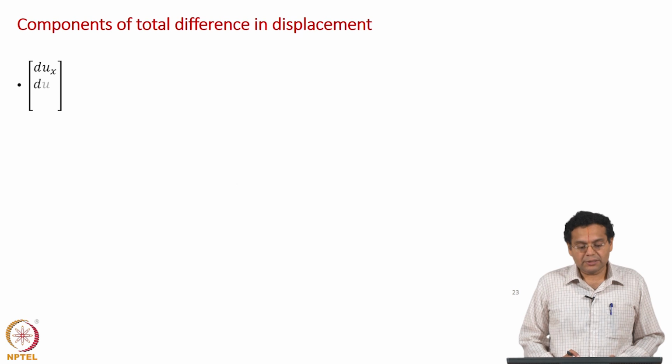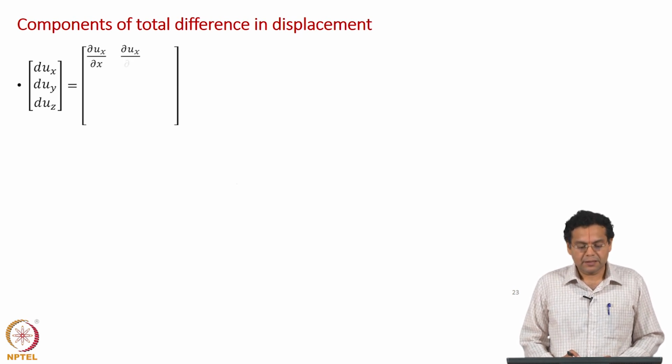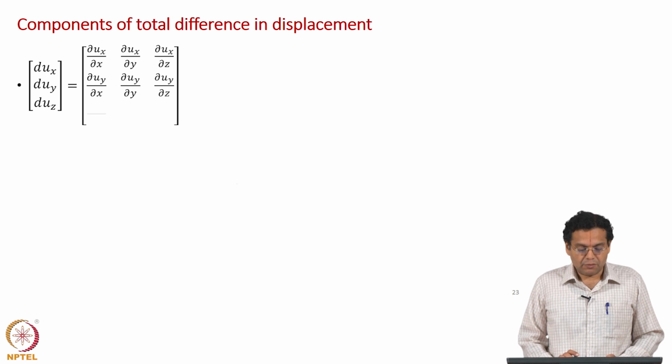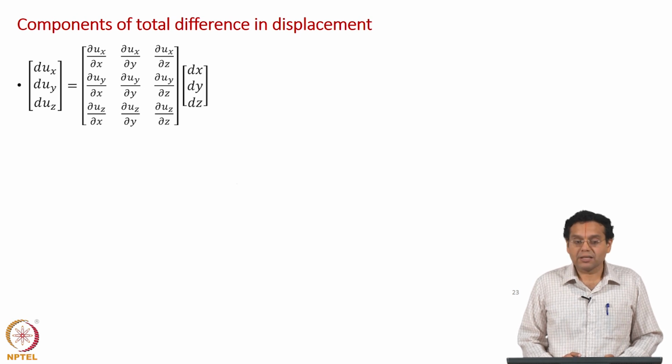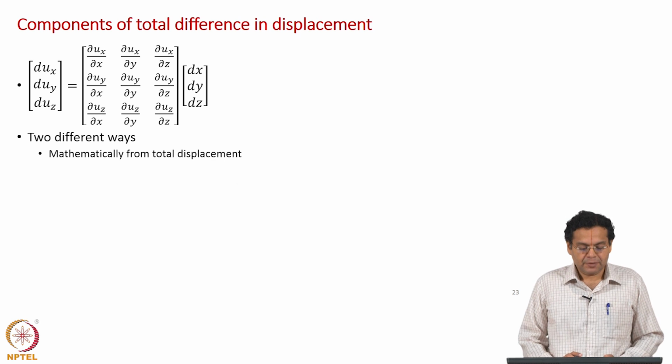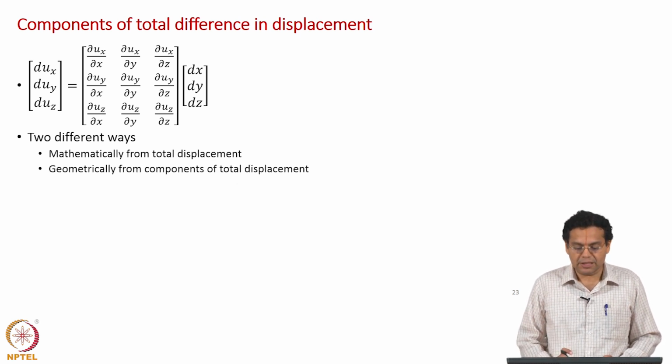So let us write down the relationship which we have got in two different ways. Physical significance is same. What does this mean? If you have got the same expression in two different ways, what are the conclusions? That is what we are going to discuss now. Two different ways: first one, mathematically from total displacement. Second one, geometrically from components of total displacement, that is what we have done.